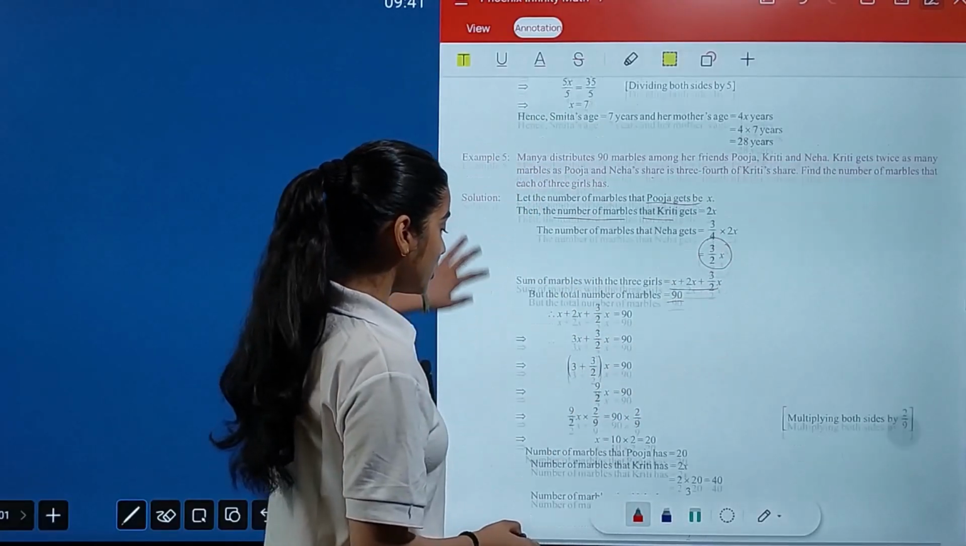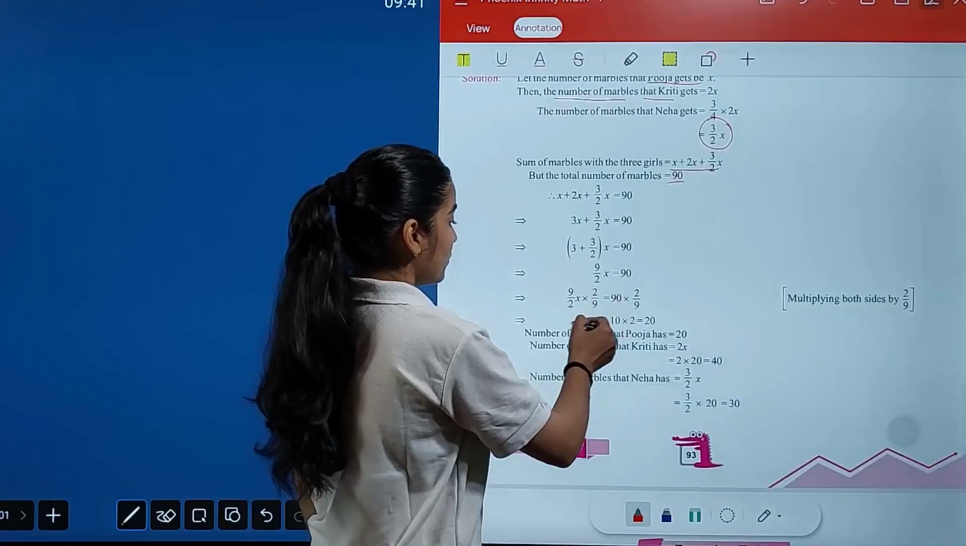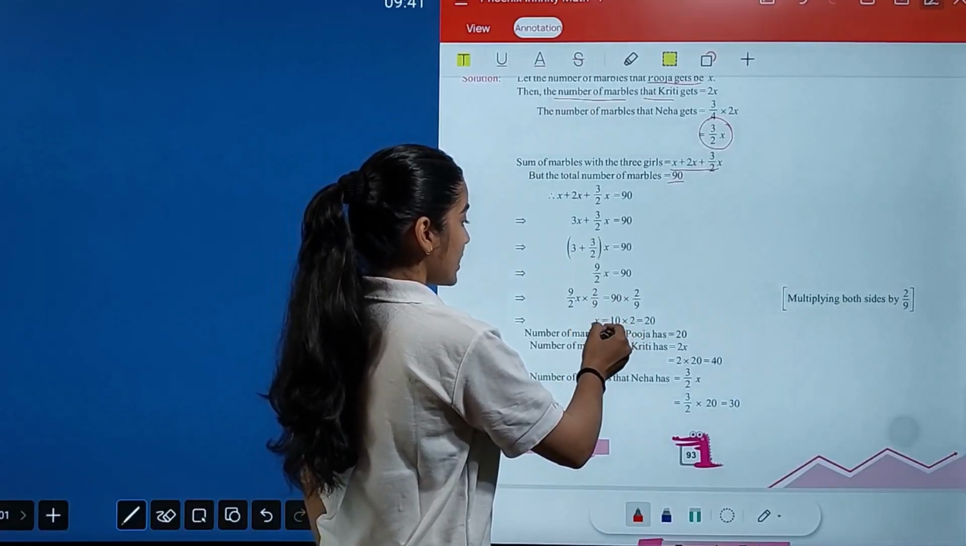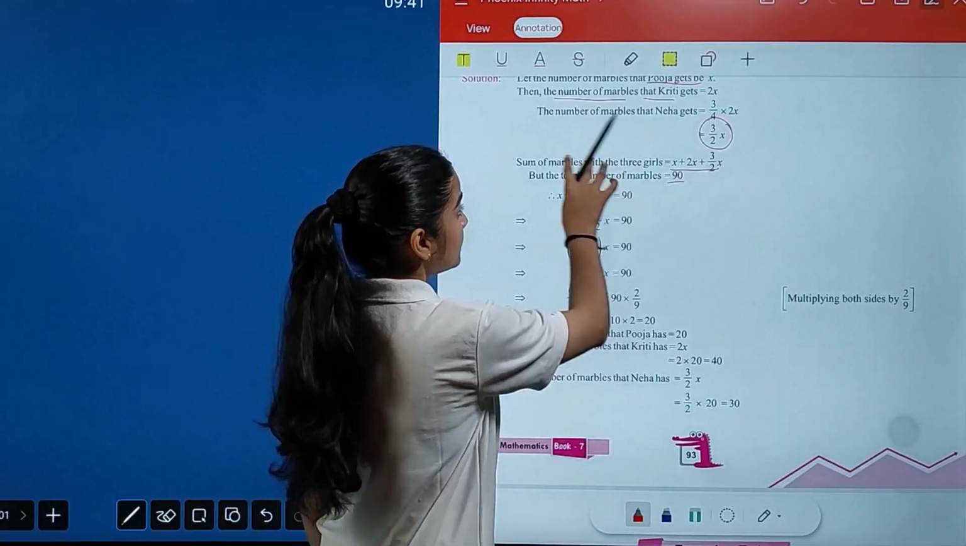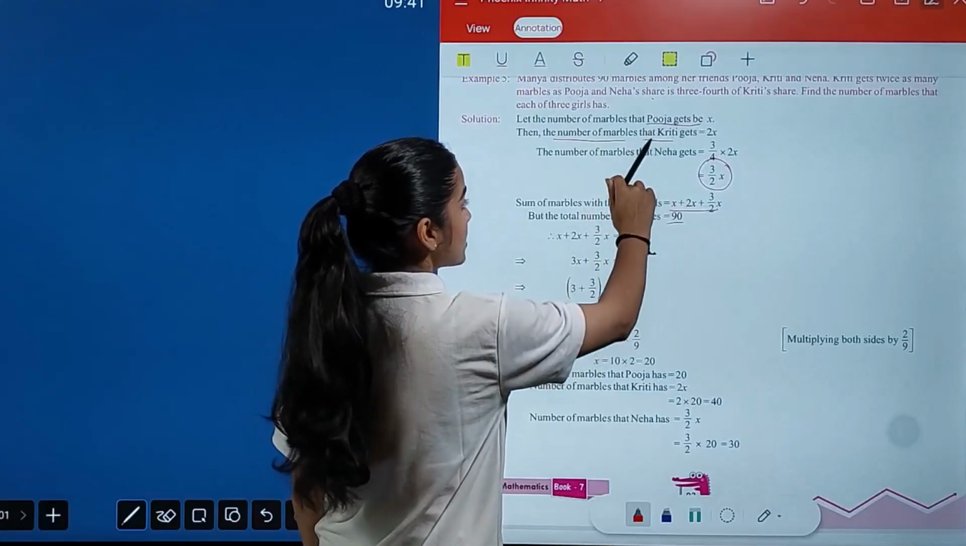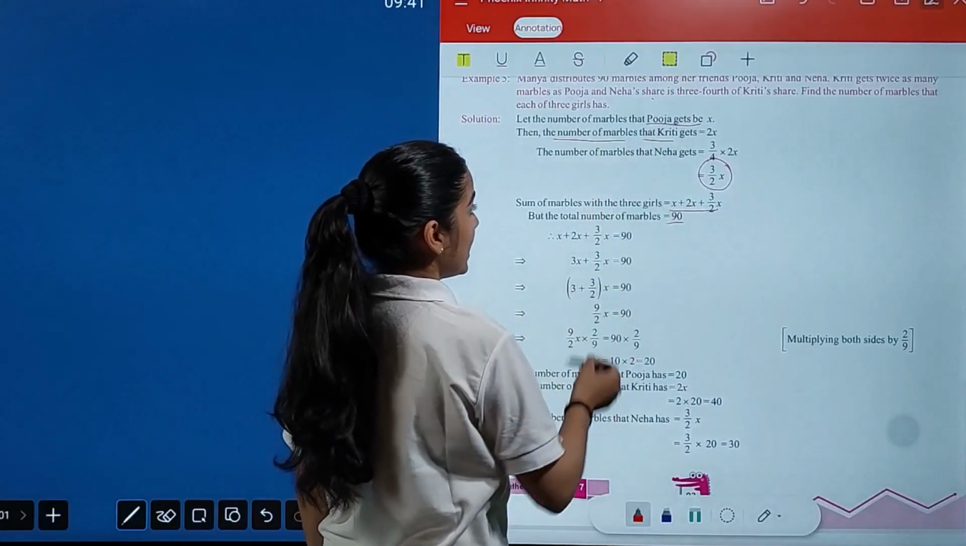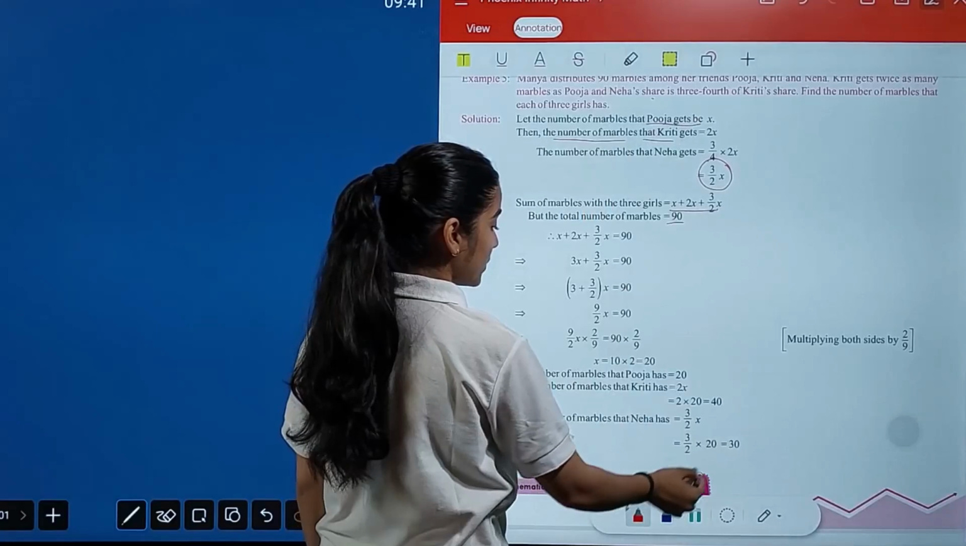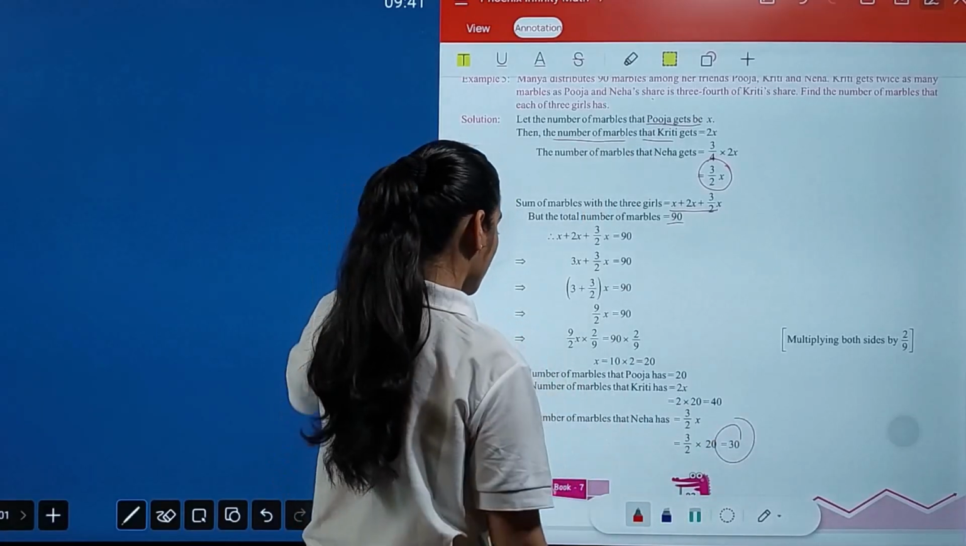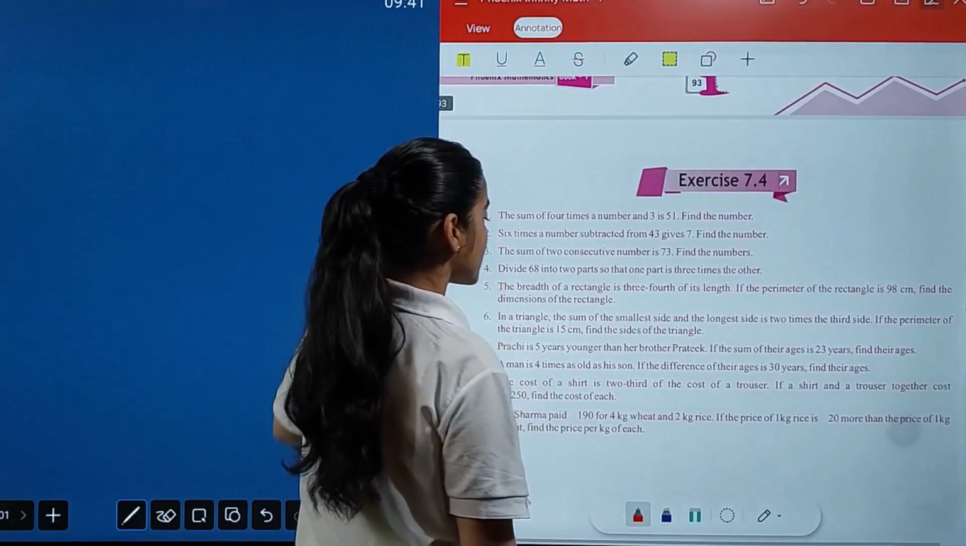So by solving it, what do we get? x is equal to 10. So Pooja has 10 marbles, Kirti has 20 marbles, and Neha has 3 by 2 multiplied by 20, that is equal to 30. Okay. Now we have our exercise 7.4.